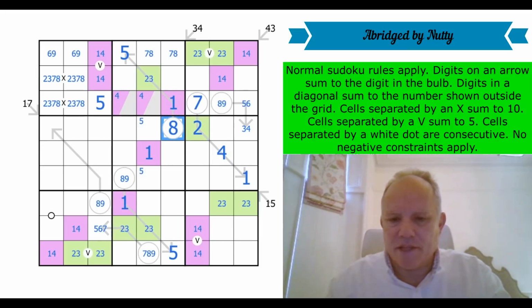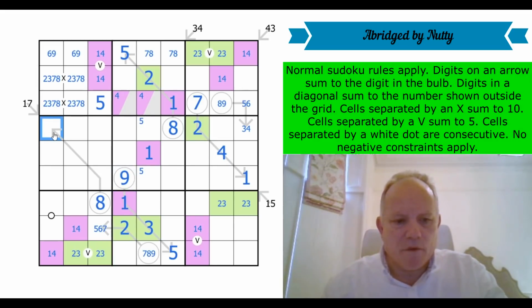That puts 8 in this circle. That puts 2 here. Suddenly, I think we're getting to disambiguate an awful lot. That's become 9. This becomes 8. That's got to have a 1 on it. We'll get back to that in a moment. Let's do a 3 there.